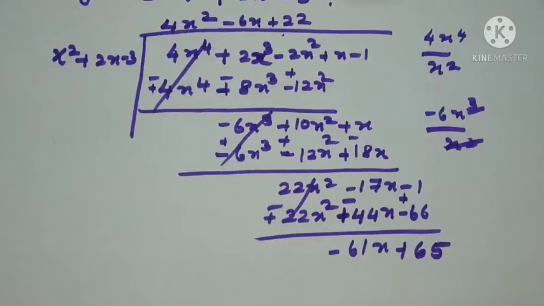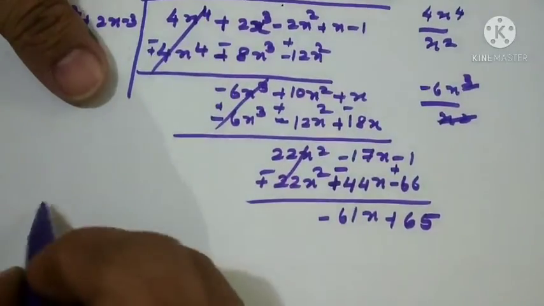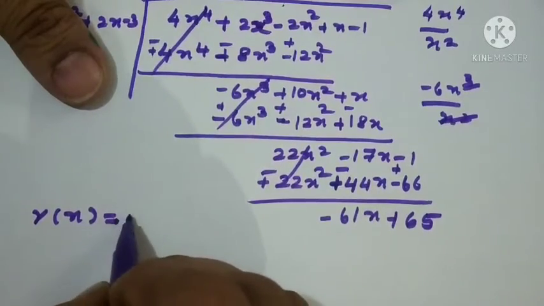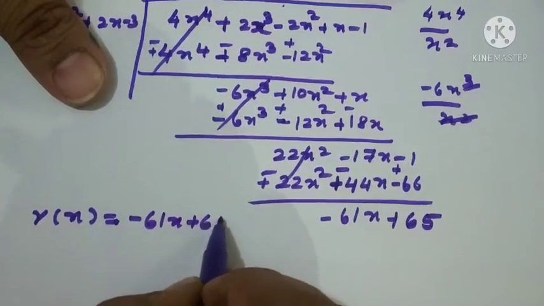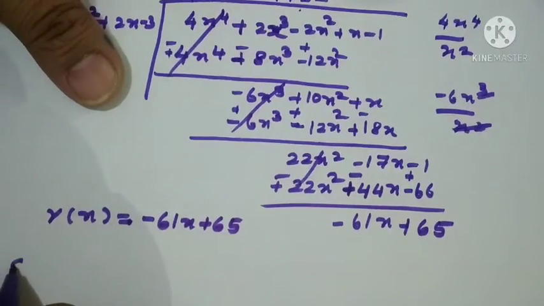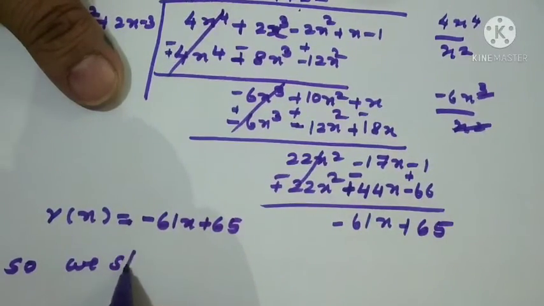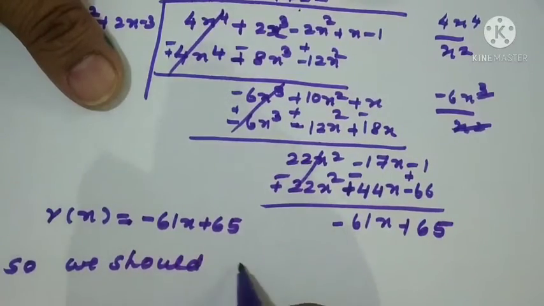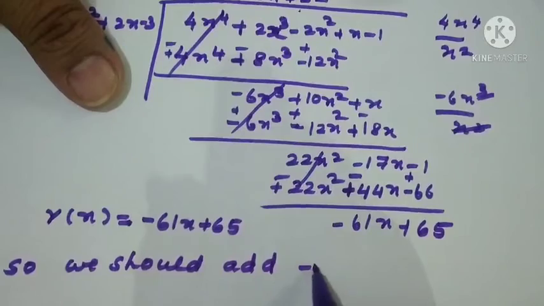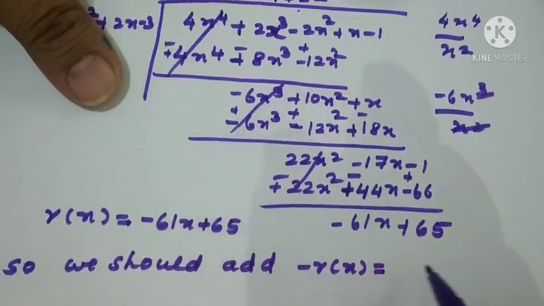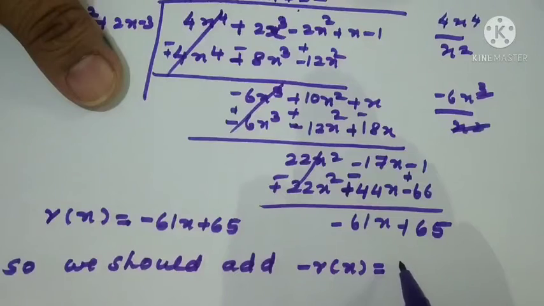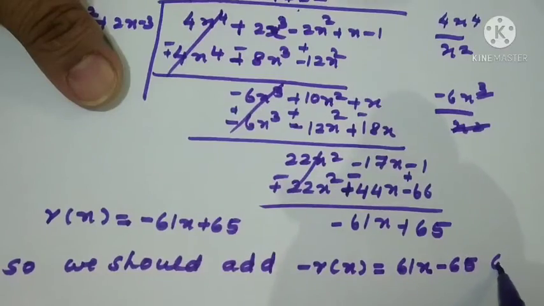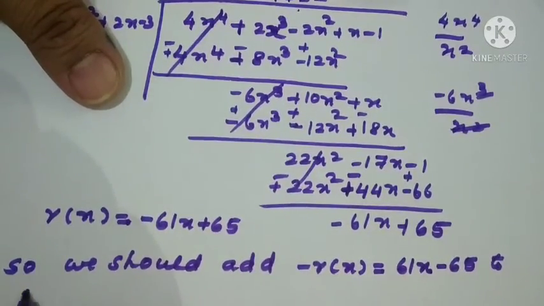So the question we already discussed, what must be added. What must be added means what I should do, we should take the change of sign. So we will write here r of x equal to minus 61x plus 65. So we should add minus r of x. That means what is the change of sign? 61x minus 65 to p of x.